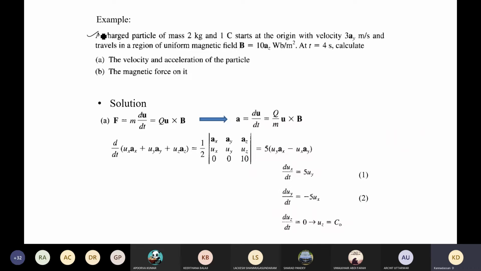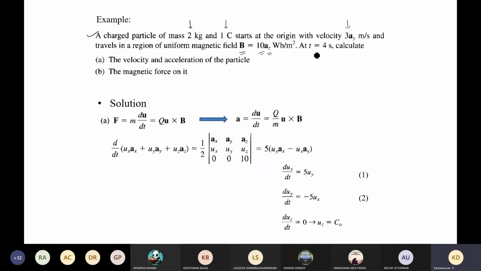So here there is a charged body of 2 kg, and it has 1 coulomb, and it is traveling in a particular direction. At the origin, it is estimated that its velocity is 3 meters per second along the y direction. So the velocity is along the y direction, and in that particular region there is a uniform magnetic field where B is equal to 10, and it is actually directed along the z direction.